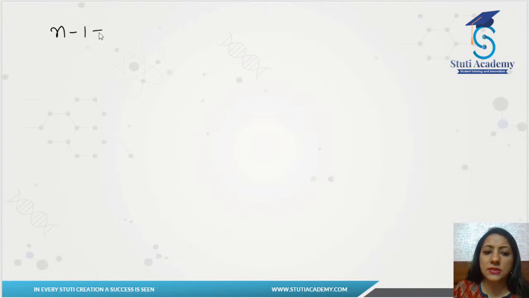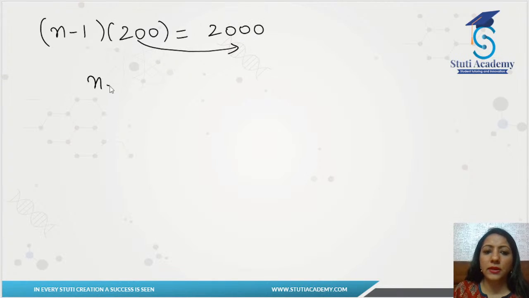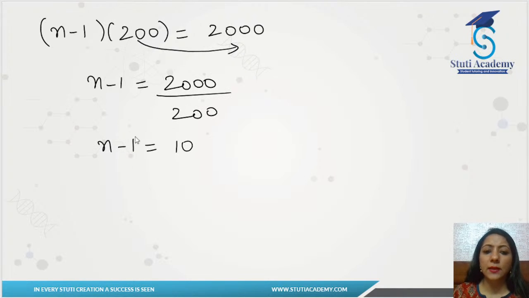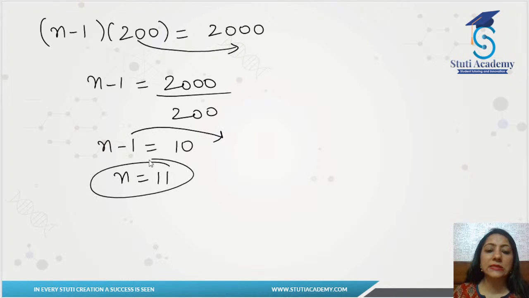So we have n minus 1 into 200 equal to 2,000. So this will go on the other side. We will get 2,000 over 200. So n minus 1 is equal to 10 here and 1 will go on the other side. We will get n as 11.